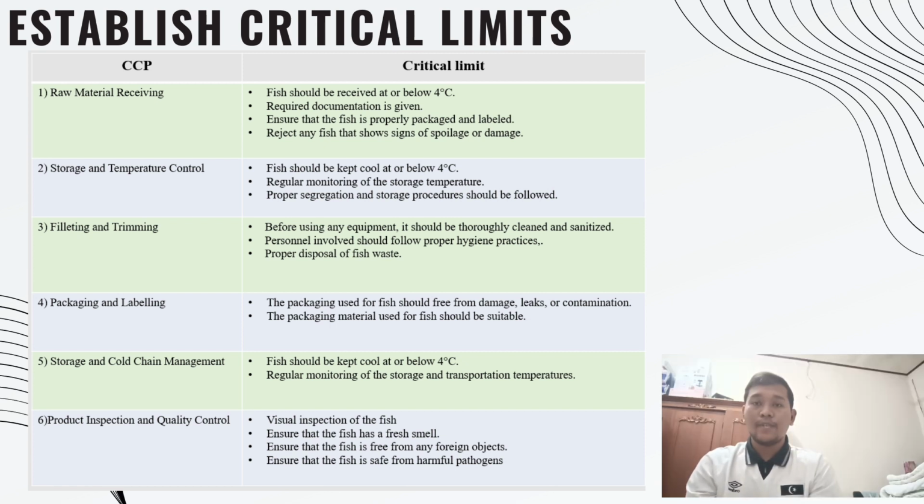For number 4, which is packaging and labeling, the packaging used for fish should be intact and free from damage, leaks, or contamination. The critical limit is that the packaging should provide adequate protection to maintain the quality and safety of the fish during storage and transportation.